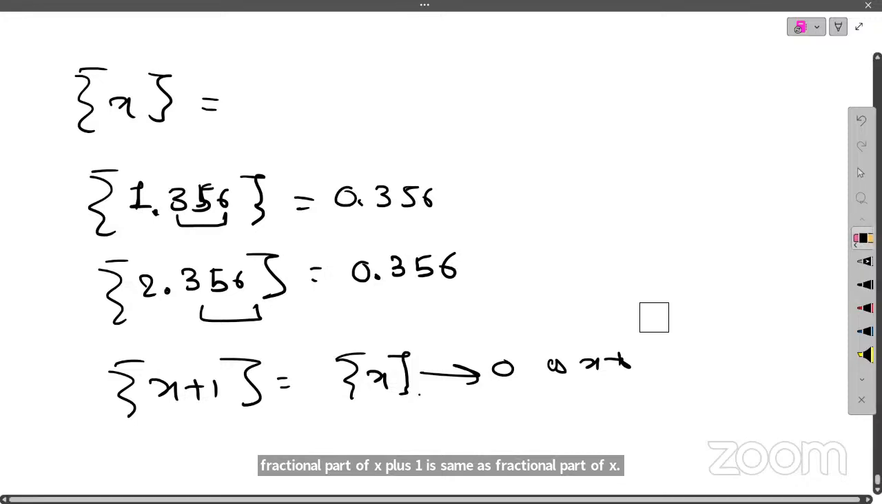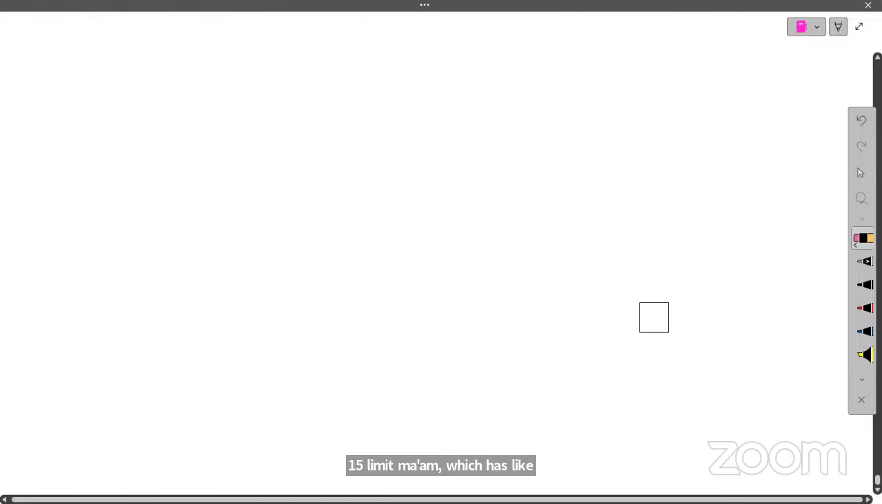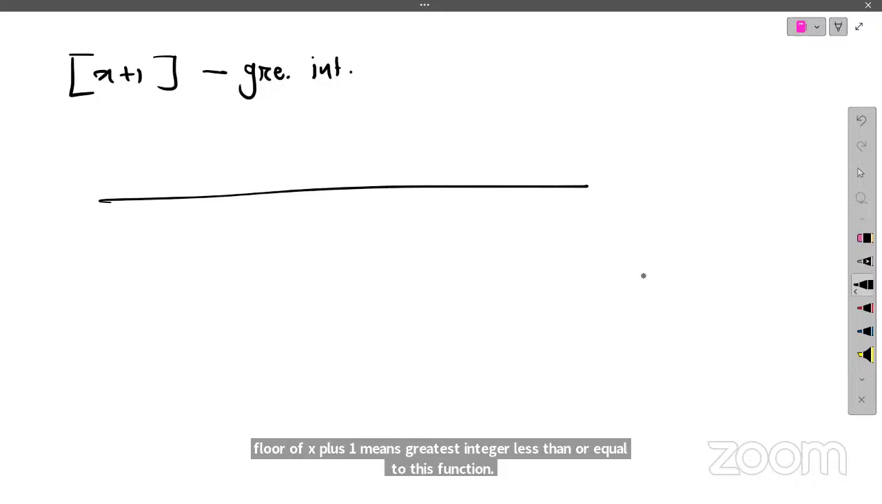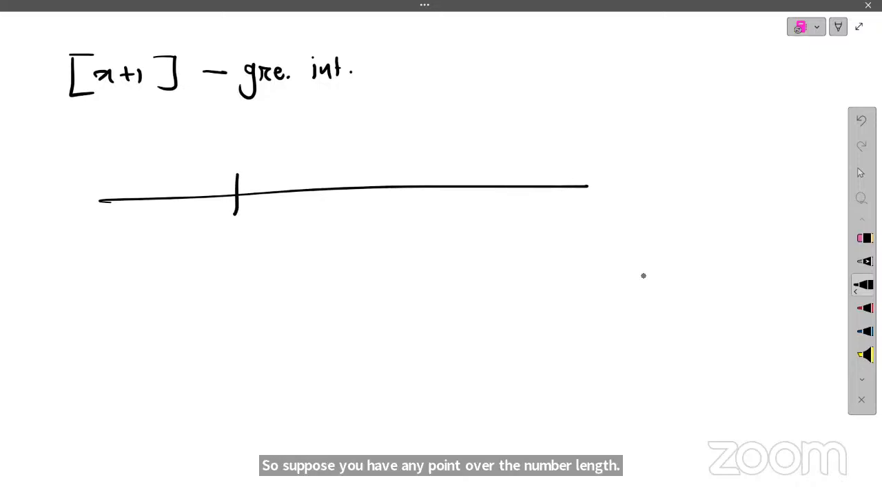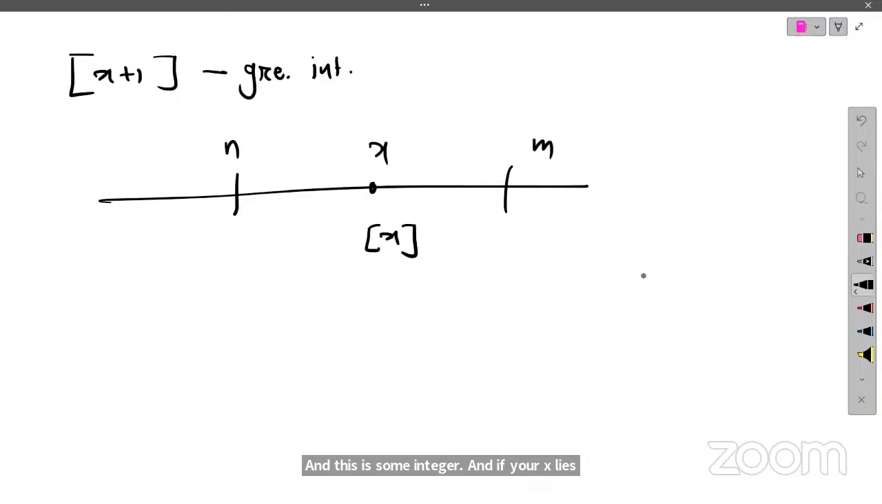Okay, this is fine, ma'am. The first one, the left hand side limit, ma'am. Okay, so see, for the left hand side limit we have to consider the floor of x plus 1. Floor means the greatest integer less than or equal to this function. Suppose you have some integer n and some integer m on the number line, and x lies between n and m. What will be the floor of x? It will be the closest integer lying toward the left hand side, because that is the greatest one which is less than or equal to x.